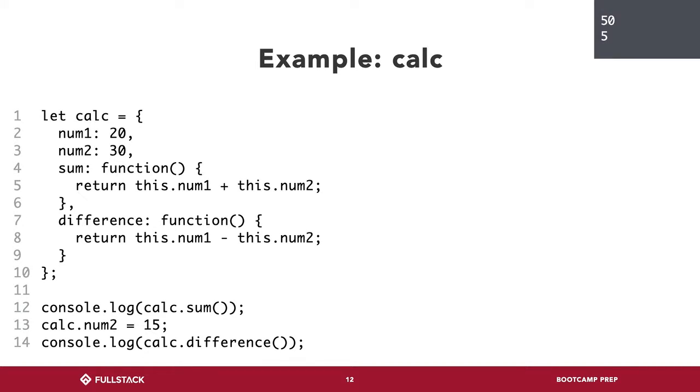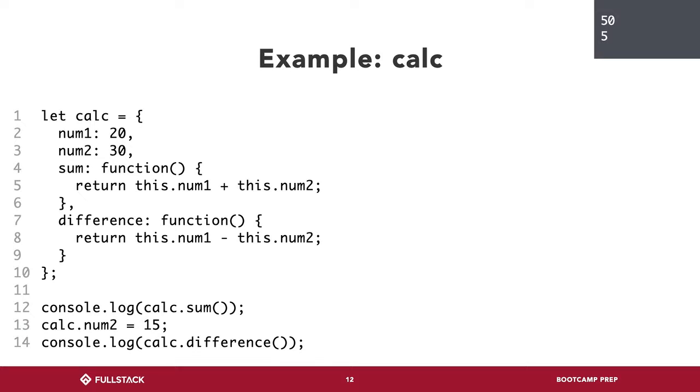I'll go over step by step what this is doing. So we have a calc object, right? Inside this calc object, one key is num1, which is 20. Another key is num2, which is 30. They're both integers, fine. Now sum is going to be a function, and so is difference. These are the last two keys in this object. So sum, the function, is just going to return this.num1 plus this.num2. What is this.num1 equal to? 20. Cool. What is this.num2 equal to? 30. Cool.